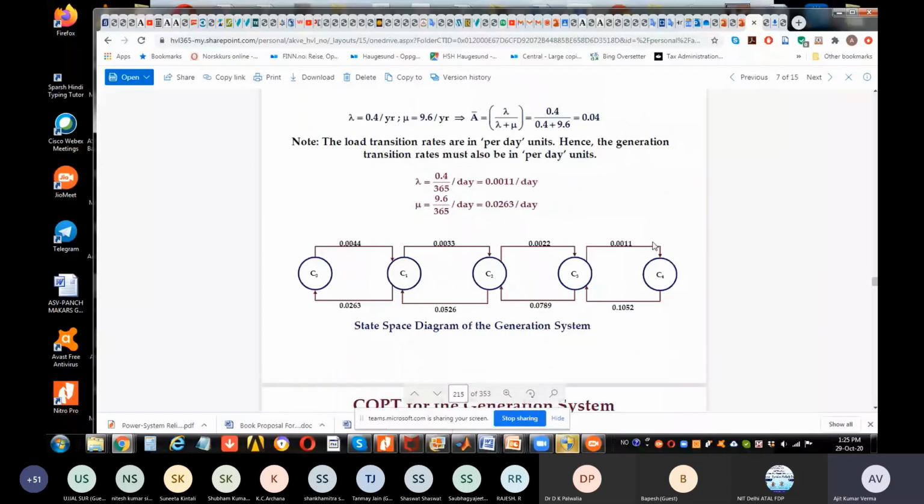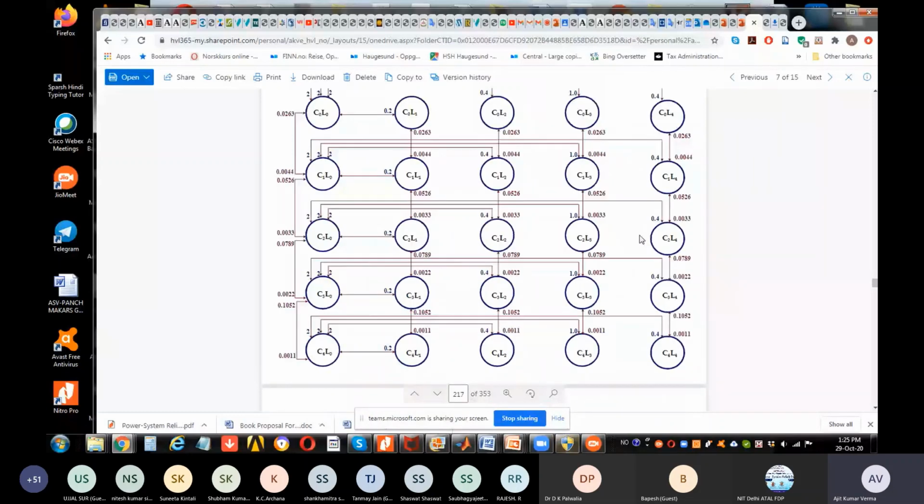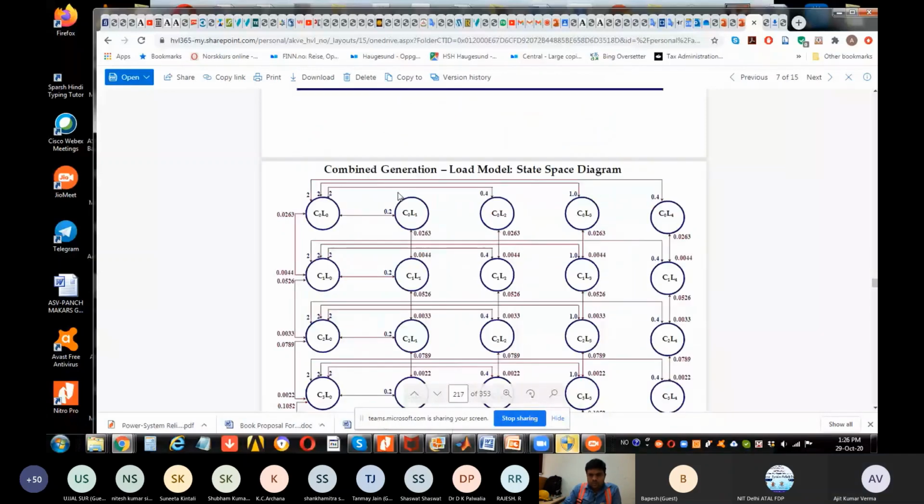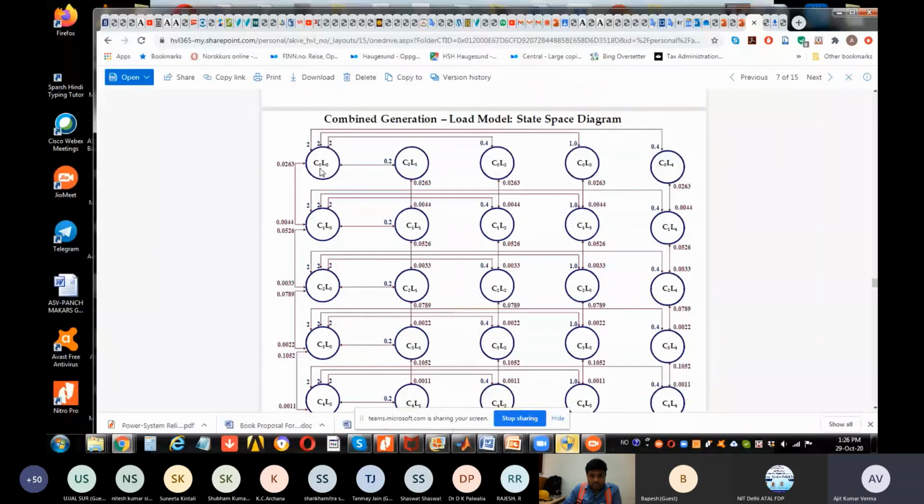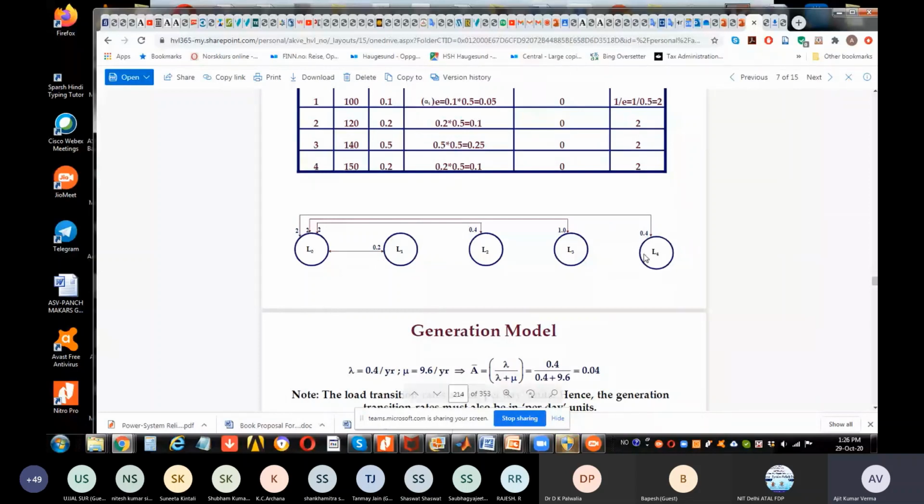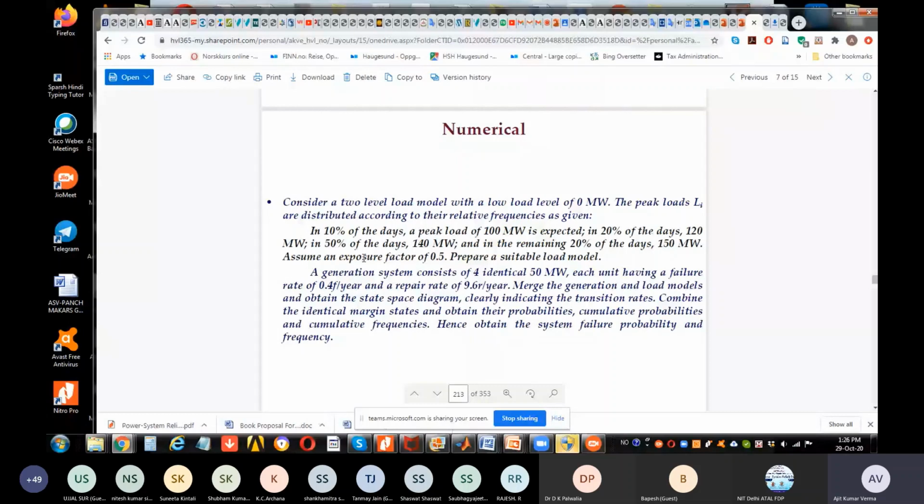Now we need to combine these two, okay? So when we want to combine them, what are the combinations? Either you could be in a state in which zero units are out. That means 200 megawatt. So you could be in a state of 200 megawatt, but you could encounter a load of L0, or a load of L1, or L2, or L3 or L4. You remember? So you have L0, L1, L2, L3, L4. These correspond to different loads. Remember? 100, 120, 140, 150, and of course, zero.